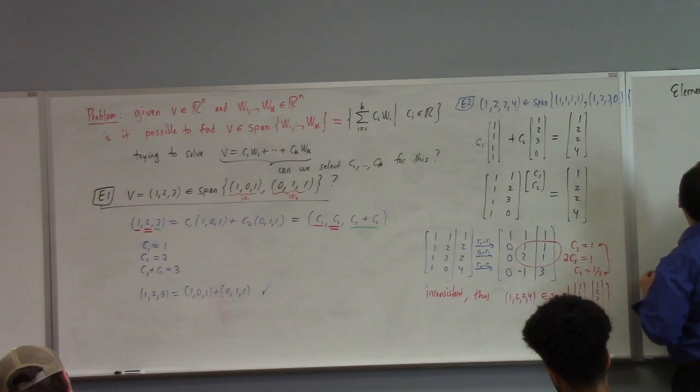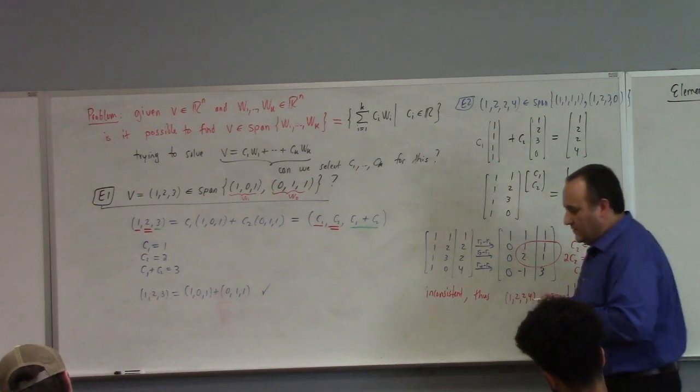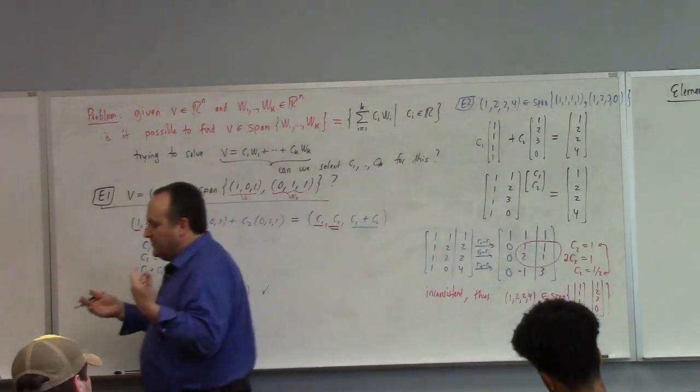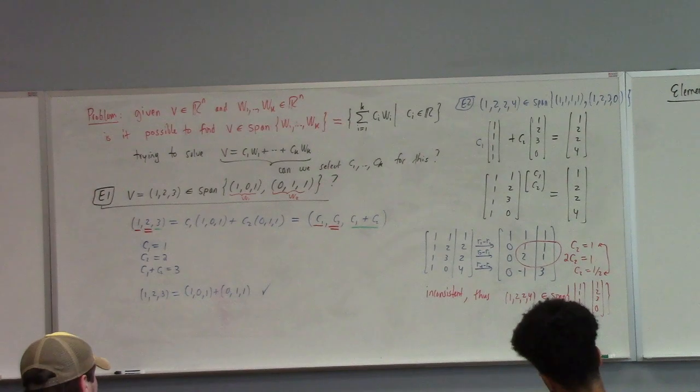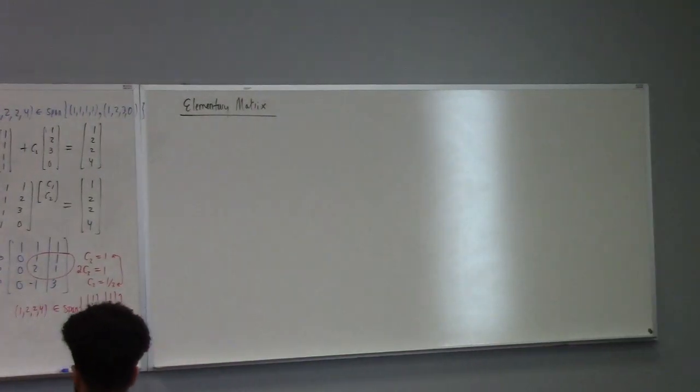We almost stumbled upon the idea last class, actually. An elementary matrix is simply this: you take the identity matrix, and you do a row operation to it. So let's try this out, and then we'll see the significance of an elementary matrix as we do that.